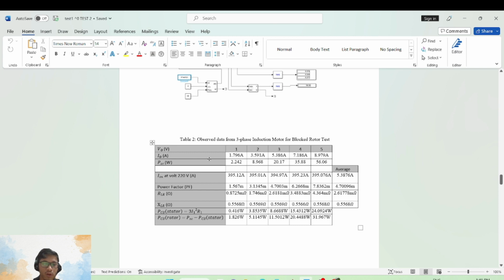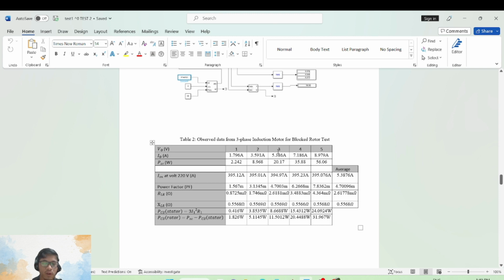For 2 volt, the current is 3.591 ampere, the PSC is 8.968, and the ISN is 395.01801 ampere. For the power factor we get 3.1345 milli, for the RLR 1.746 milliohm, and for the XLR 0.5569 ohm. For the PCU stator we get 3.8535 watt, and for the PCU rotor 5.1145 watt.